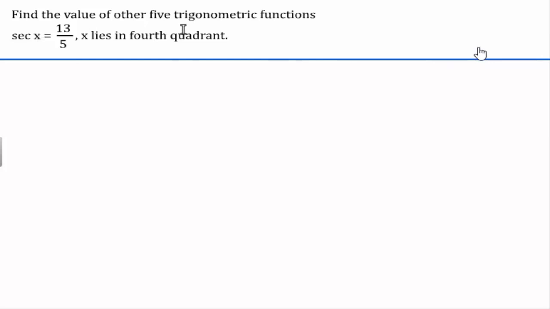In this question, we are given the value of one trigonometric function sec x, which is equal to 13 upon 5, where x lies in the fourth quadrant. We have to find the value of the other 5 trigonometric functions.